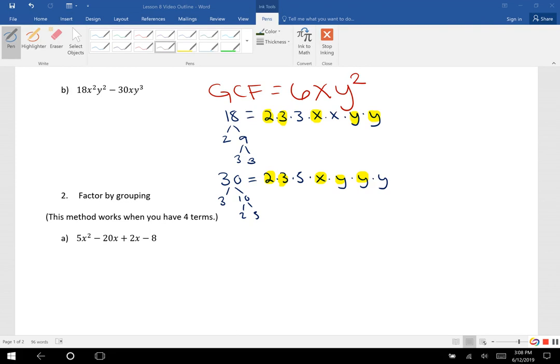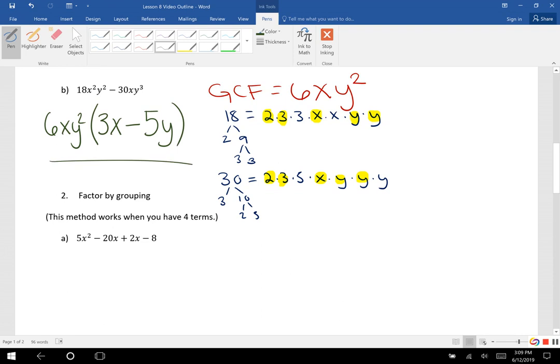Of course, you can always write it out if that helps. You can find all the factors of 18, and then find all the factors of 30, list out all those x's and y's, and you'll see that both terms have a 2 times 3, which is 6, 1x, and 2 y's in common. So the GCF is 6xy squared. I'm going to pull that out front, and if I divide that out, I'm left with a 3x minus 5y. And that's my final answer. Once again, I could multiply, distribute that GCF if I wanted to check my work.